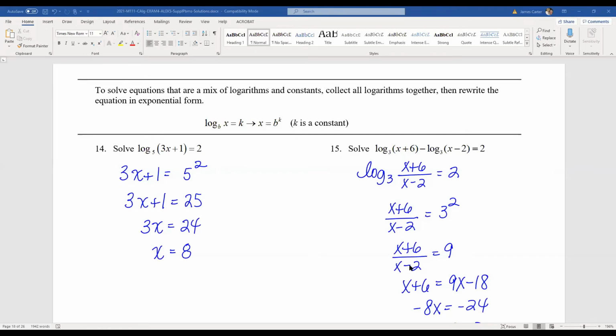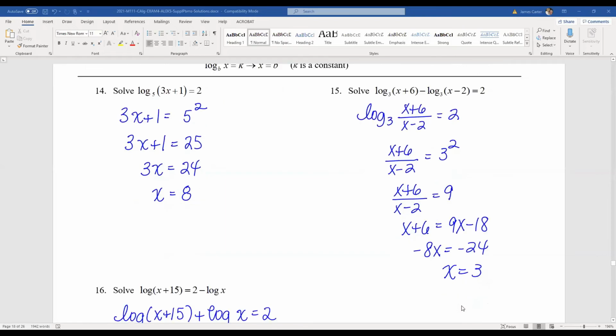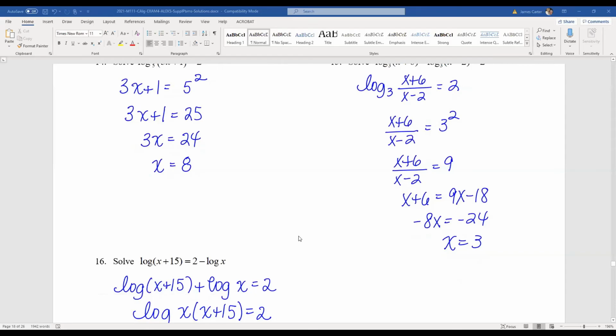Multiply both sides by x minus 2. Over here, when you multiply this by x minus 2, the x minus 2's cancel. Over here, we distribute 9 times x minus 2. Gives us an equation to solve. We get the x's on one side, the numbers on the other side, and we discover that x equals 3. We check it, works okay here, works okay there. So our answer is good.